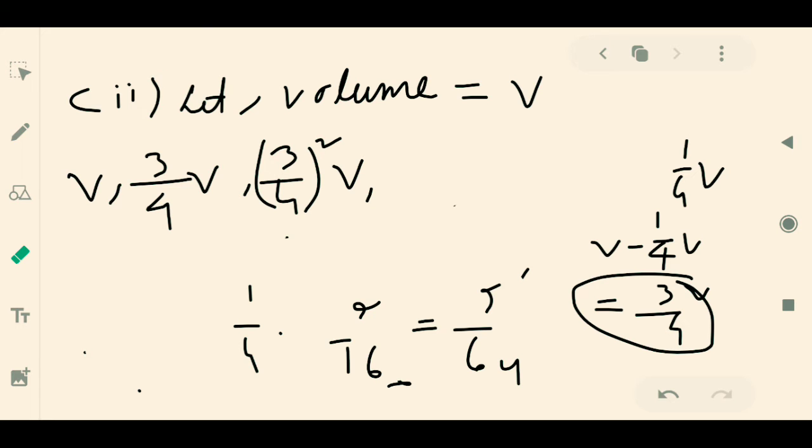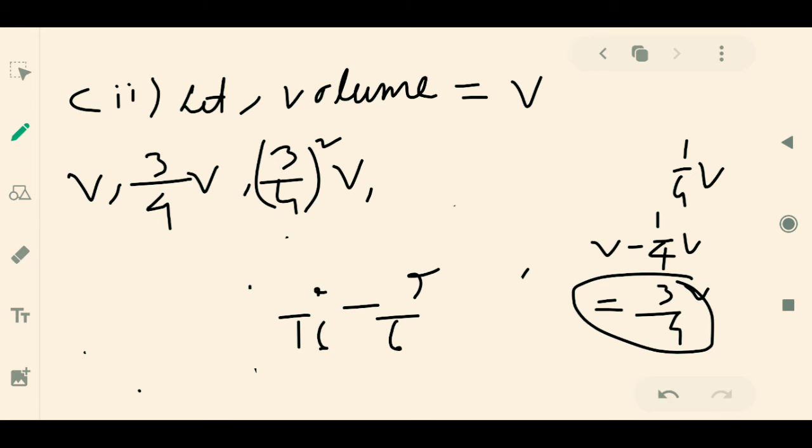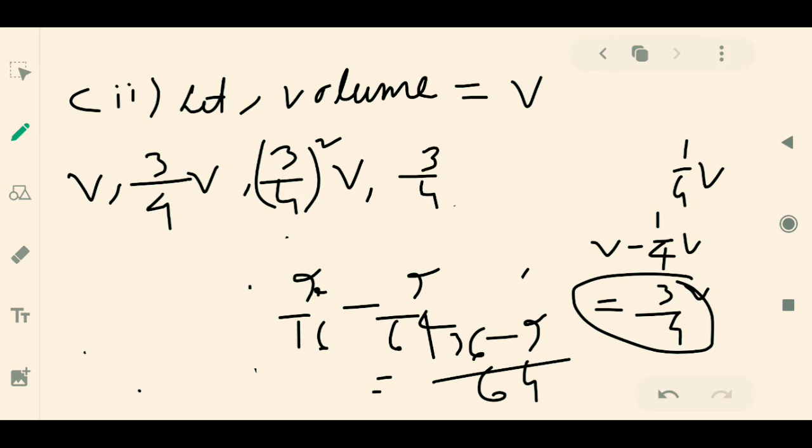So from 9/16 now we have to subtract 9/64. That means 1/4 is taken out. So 64 is the LCM. So 16 times 4, 36 will be there, and this one is 9. So 36 minus 9 is 27. That means (3/4) whole cube, is it? Because 27/64. So 27 we can write as 3 cube, 64 we can write as 4 cube. So (3/4) whole cube here.